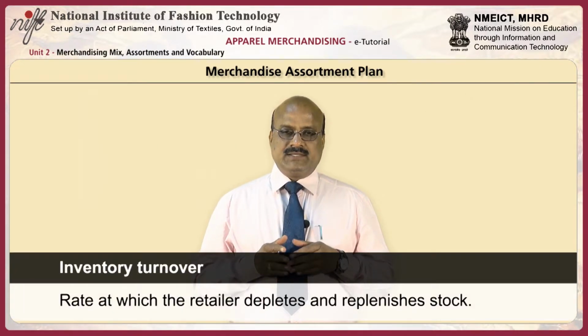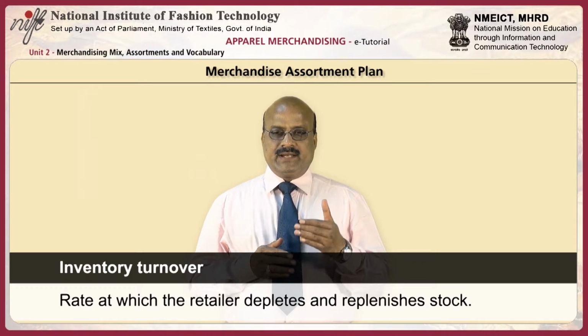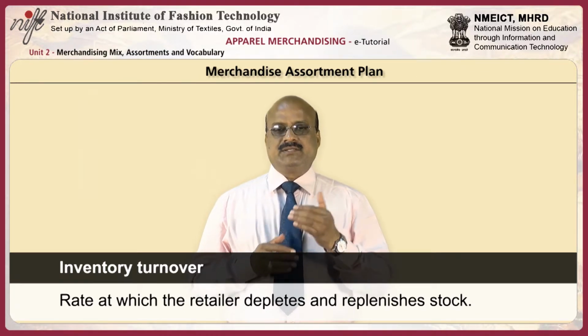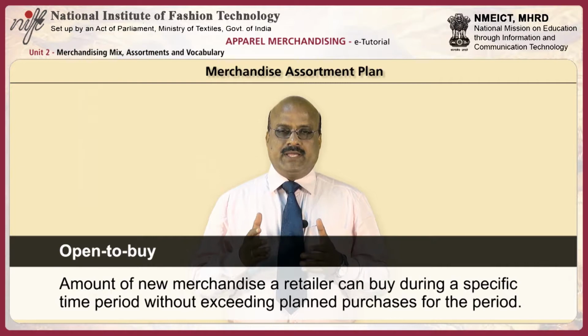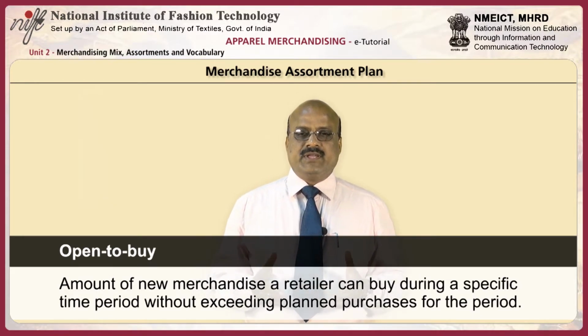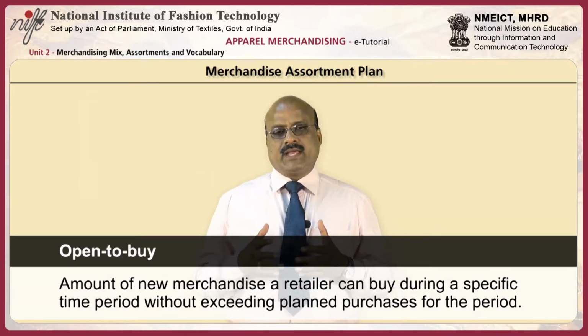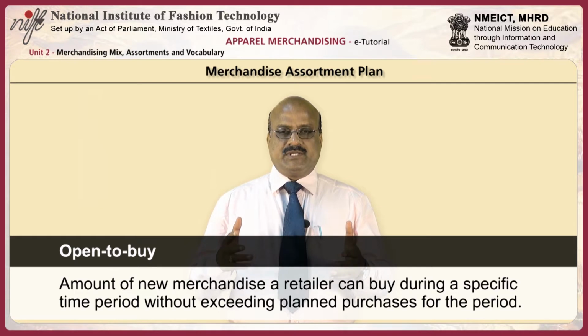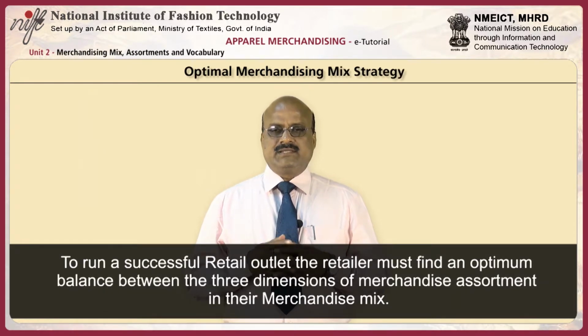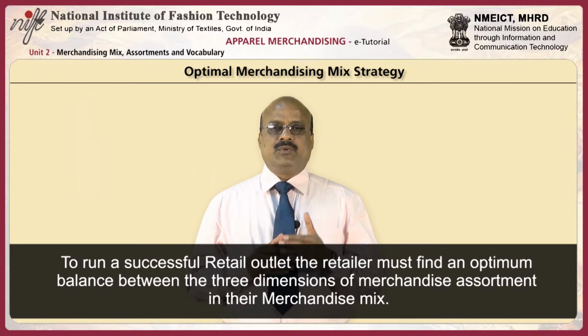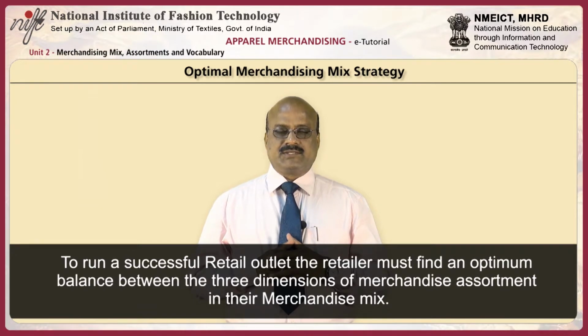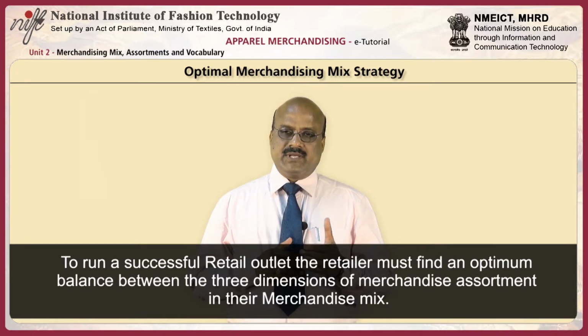Inventory turnover is the rate at which the retailer depletes and replenishes the stock. Open to buy is the amount of new merchandise a retailer can buy during a specific time period without exceeding planned purchase per the period. To run a successful retail outlet, the retailer must find an optimum balance between the 2 dimensions of the merchandise assortment in their merchandise mix.